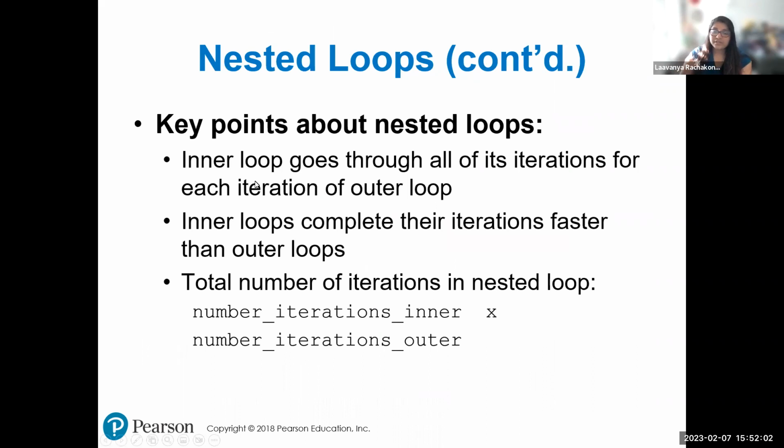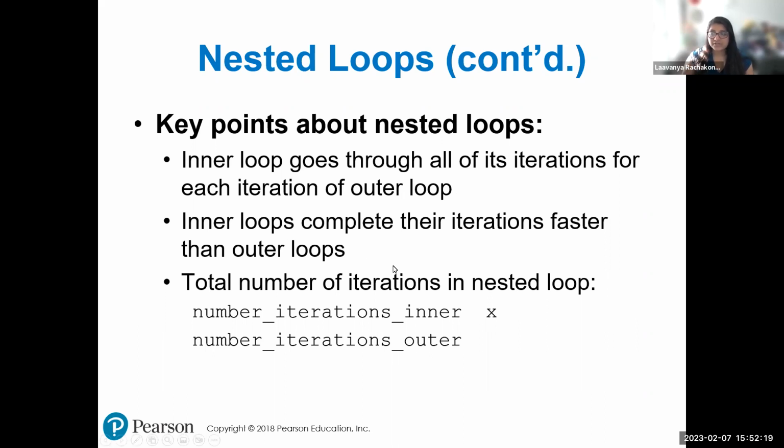So the key point about nested loops is, as I've mentioned, the inner loop goes through all of its iterations for each iteration of the outer loop. That is very important to understand. When you are working on the next slides with examples, it will be much clearer.